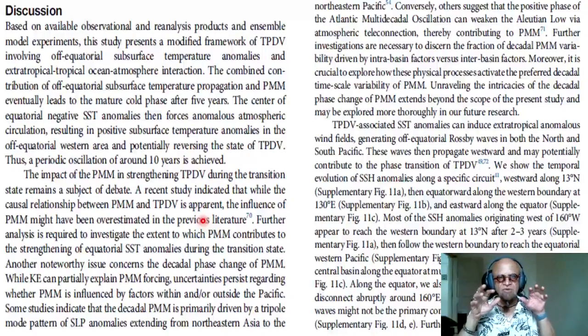So you just have to make sure to sit and look at it and make sure you understand where the anomalies are generated, where they pop up to affect the SSTs, how the SSTs then feed back to the wind stress curl and induce Rossby waves, feedback, and then phase change. Strengthening in the middle: the impact of PMM in strengthening the TPDV during the transition state remains a subject of debate. So some hand waving is involved there in interpreting these. A recent study indicated that while the causal relationship between PMM and TPDV is apparent, the influence of PMM might have been overestimated in the previous literature.